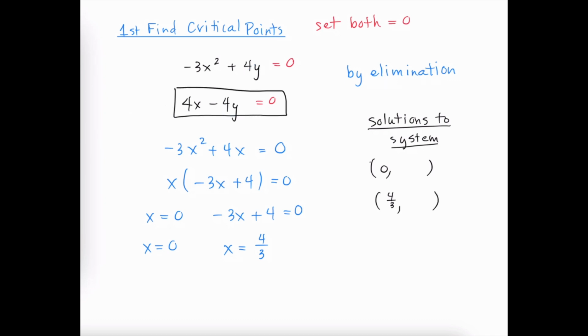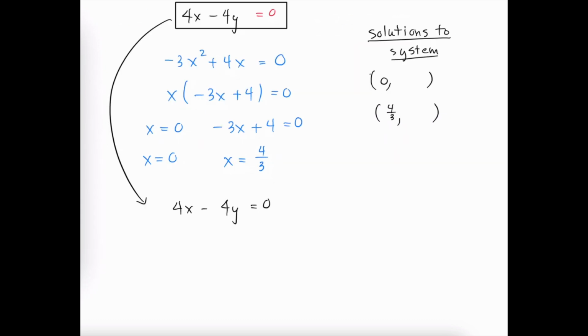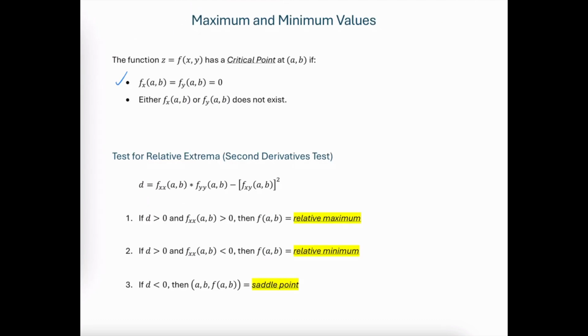Let's come up to our system of equations and grab this one, pull it down, and use it to find the corresponding y values. If I divide everything by 4, I can more easily see that x and y are going to be equal to each other. So my y-coordinate is 0 here, and my y-coordinate is 0 here. So far, I have two critical points. So we found the ab ordered pair that makes both first partials equal to 0.